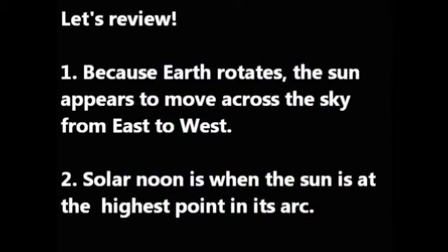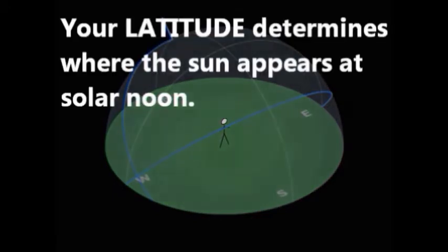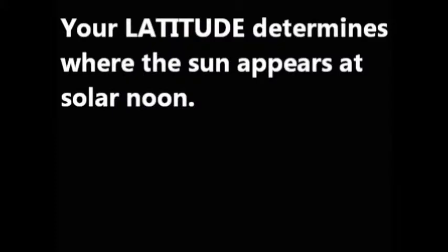Let's review. Number 1. Because Earth rotates, the sun appears to move across the sky from east to west. Number 2. Solar noon is when the sun is at the highest point in its arc. Now this basic model becomes more complicated for two important reasons. The first is that your latitude determines where the sun appears at solar noon.